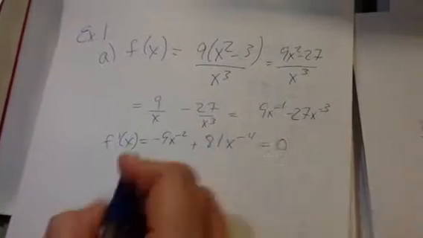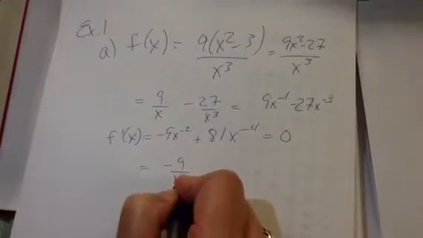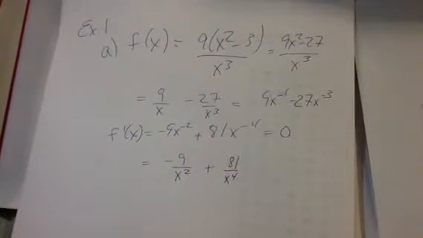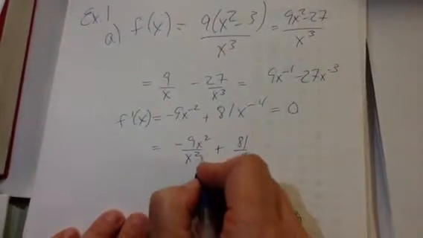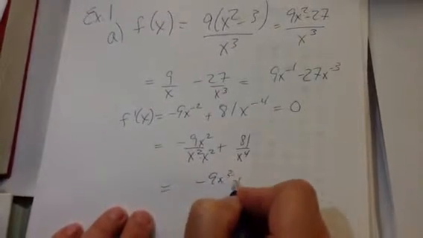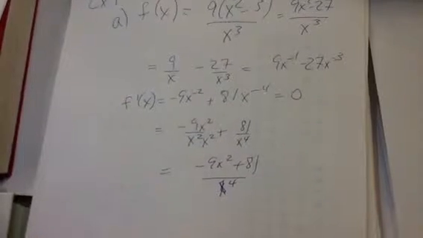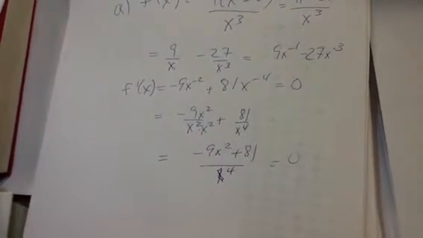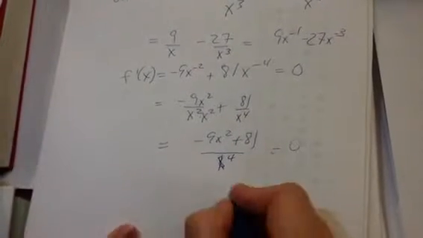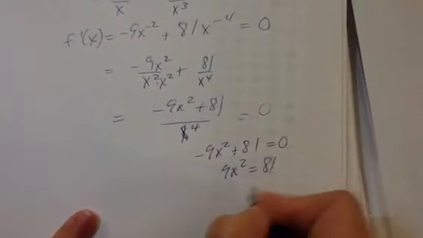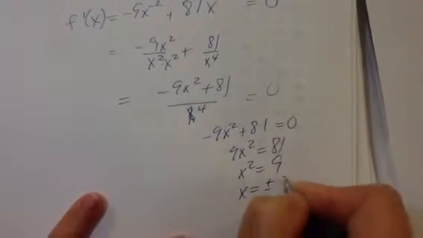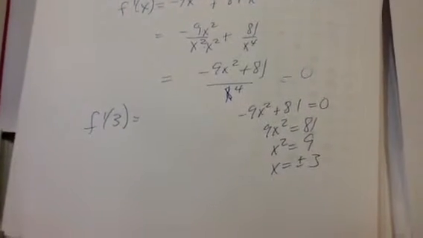Now the problem is I have negative 9 over x squared and 81 over x to the 4th. I need a common denominator. So I'm going to multiply this by x squared. Now I have negative 9x squared plus 81 over x to the 4th. What part's going to make my fraction equal to 0? Top or bottom? Top. So now I'm going to set this equal to 0. 9x squared equals 81, x squared equals 9, x equals plus or minus 3. So we're just going to evaluate it at 3, because they said to find it based on the picture, and the picture doesn't show the negative.